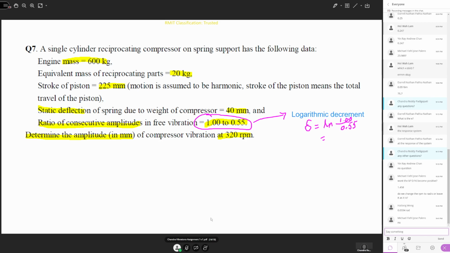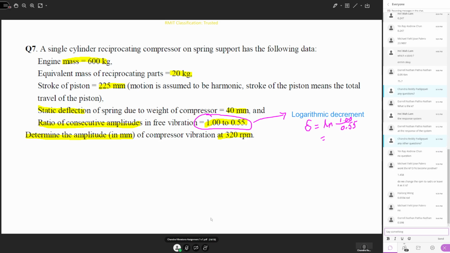Any answer for the logarithmic decrement? Guys, any answer for the logarithmic decrement? 0.598. So this is just a number, so no units. So we can write 0.598.